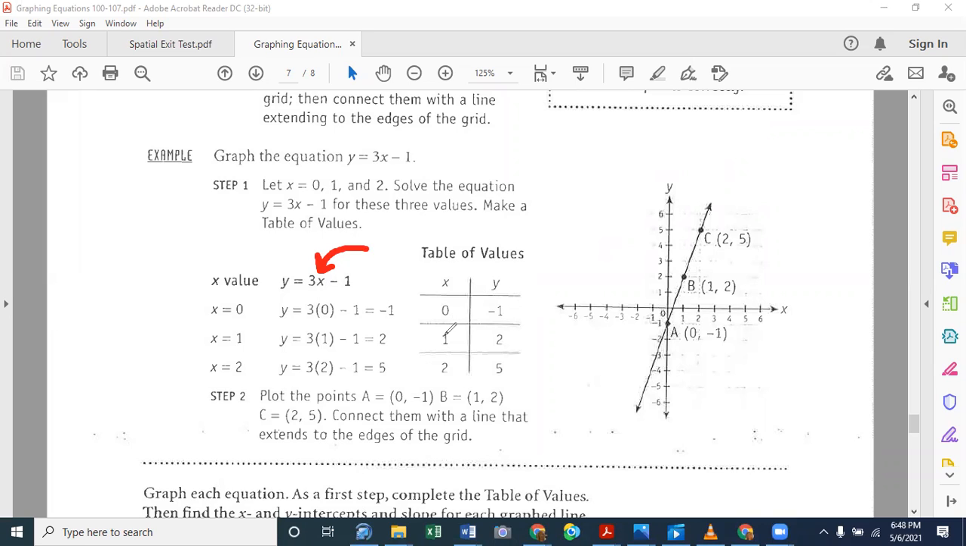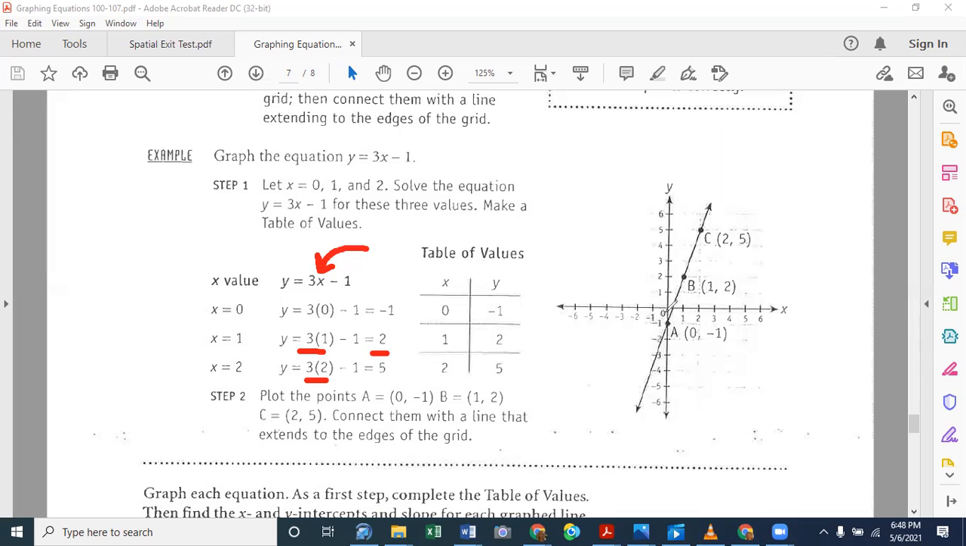Let's say I'm going to plug in 1 for x. So 1 is going to go for x. So 3 times 1 is 3, minus 1 is 2. So at 1, the value is 2. Then let's try 2 for x. We plug in 2 for x. We get 3 times 2 is 6, minus 1 is 5. So at 2, the value is 5. So we can also plot the graph by plugging in values given the equation.